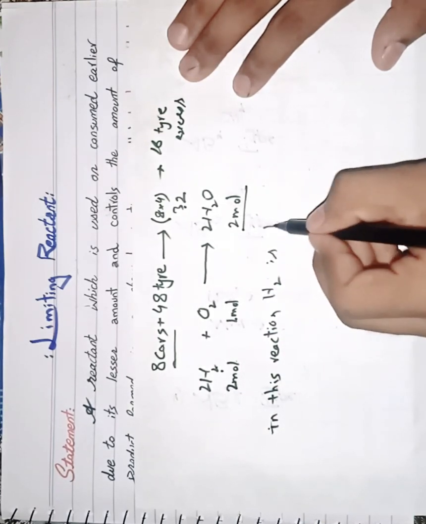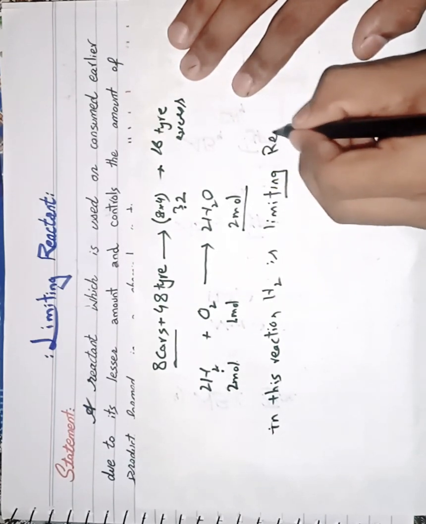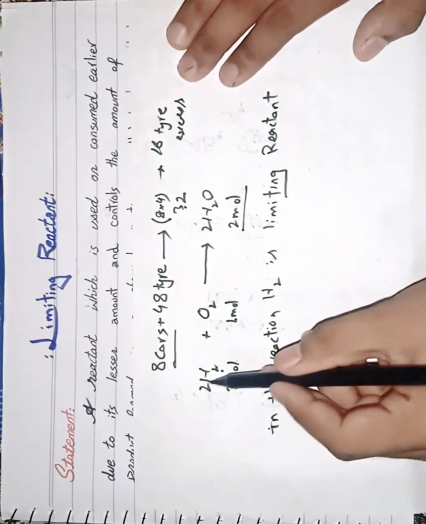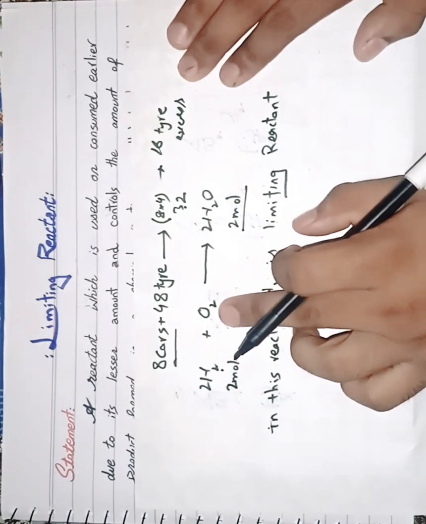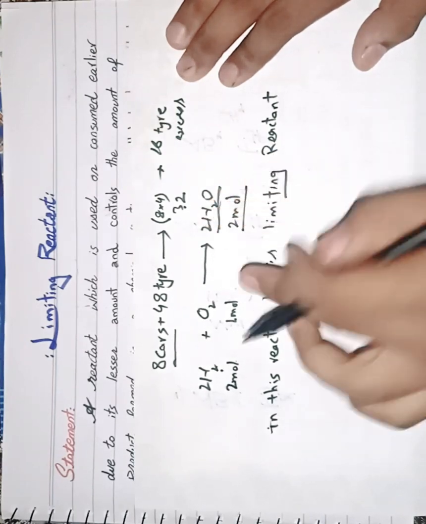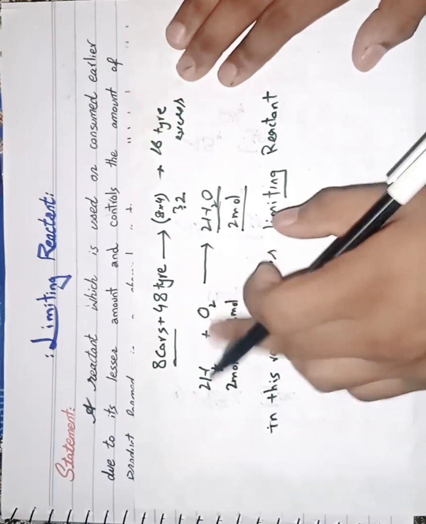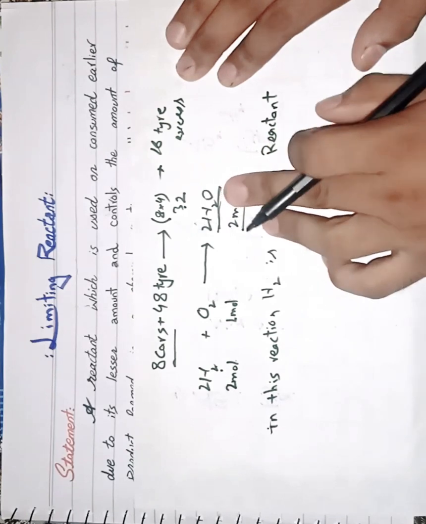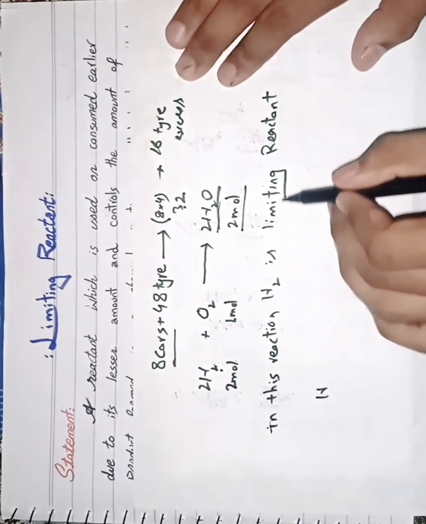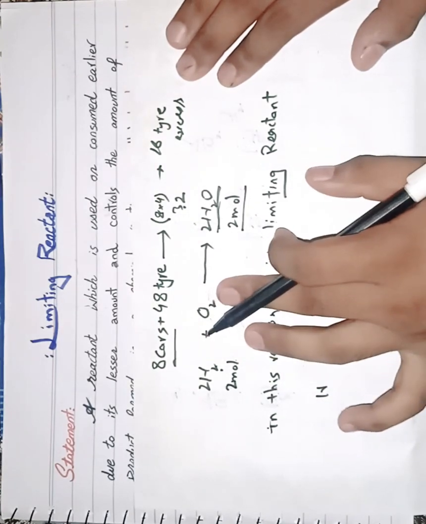hydrogen is the limiting reactant because 2 mole of hydrogen react with only 1 mole of oxygen. Here we wrote 2 mole, but 2 mole of hydrogen react only with oxygen and 1 mole of oxygen is excess. So we can say H2 is the limiting reactant because it is consumed earlier than oxygen.